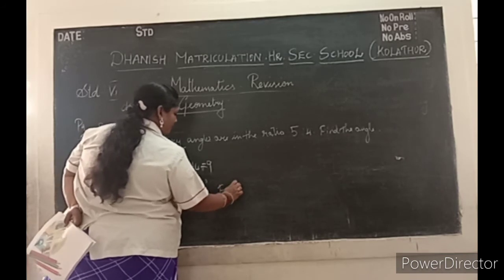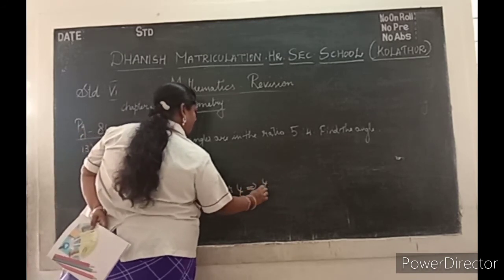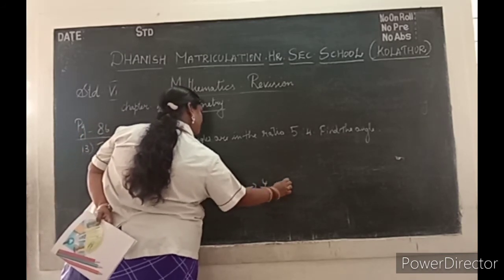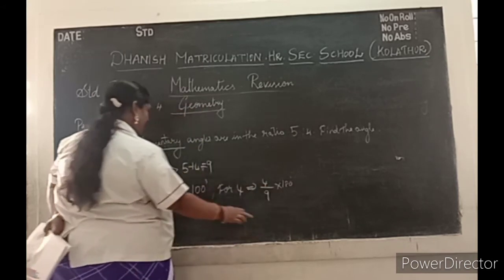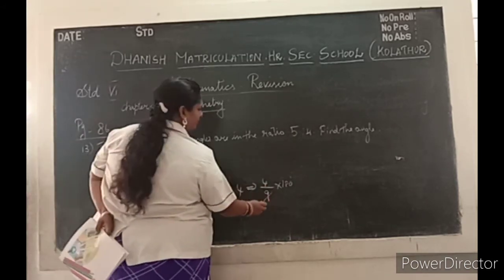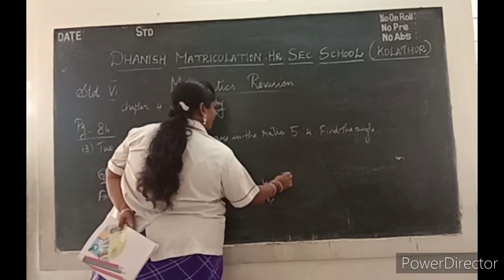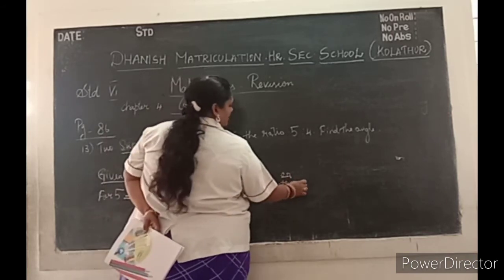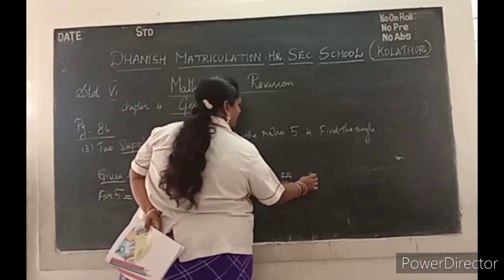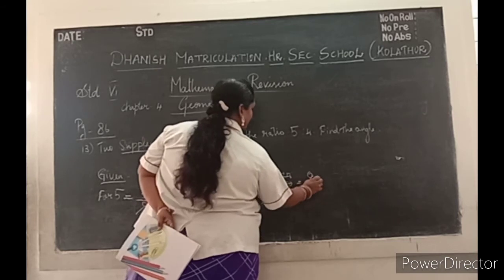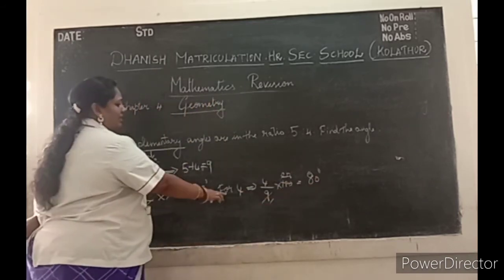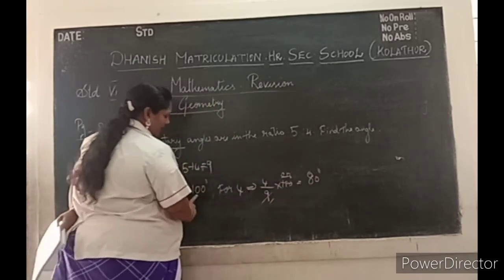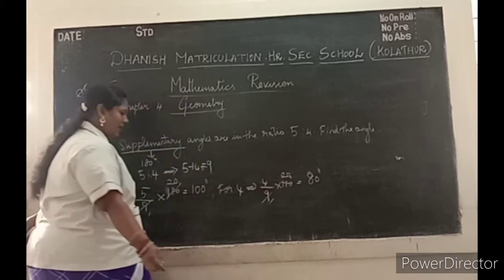Next, for 4. 4 by 9 into 180 degrees. The same calculation: 1 time 20 is 20. 4 twos are 8 and a 0, so 80 degrees. If you add these, it should be 180. So 100 plus 80 is 180.